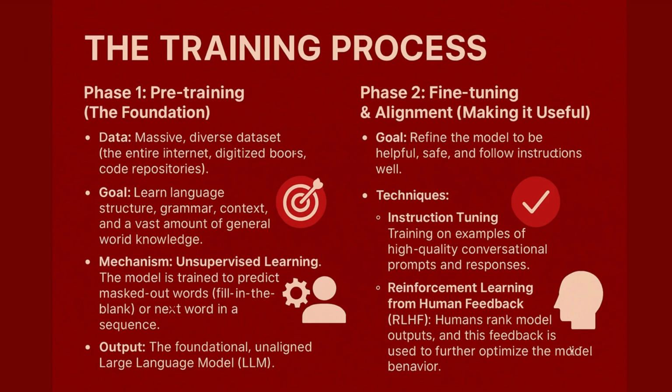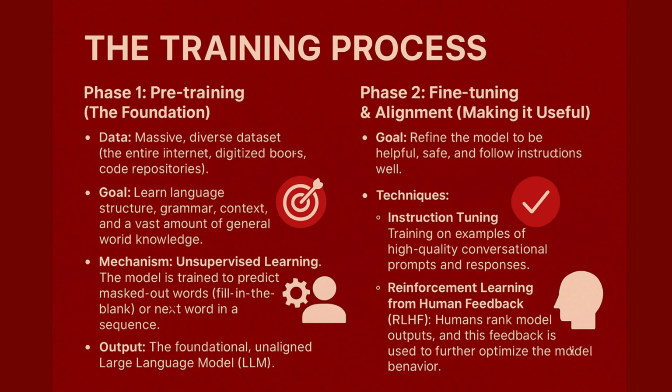The training process slide breaks down the typical two-phase methodology used to create modern powerful large language models. Phase 1 is the pre-training, the foundation. This phase builds the model's core intelligence. It uses massive diverse datasets like the entire digitized internet with the goal to learn fundamental language structure, grammar, context, and general world knowledge. The mechanism is unsupervised learning. The model is simply trained to predict a masked-out word or the next word in a sequence. The output is the foundational LLM, which is brilliant but raw and unaligned.